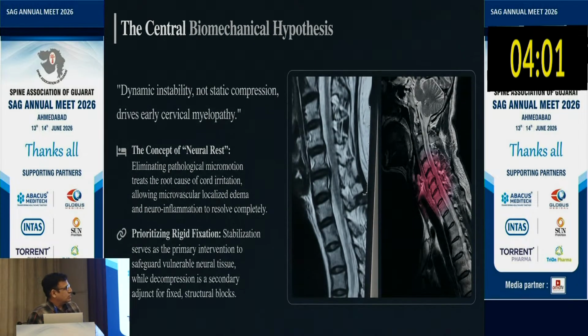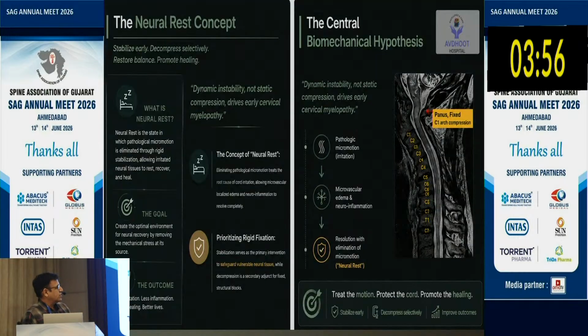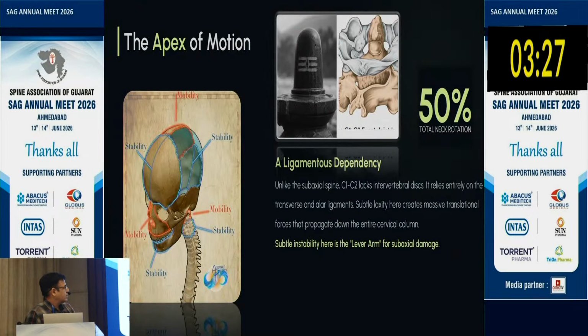So it is not the mechanical pressure, but the instability at the spine that causes a significant problem. There is a concept called the central biomechanical hypothesis. When there is micro motion at C1, C2, it causes a significant hammering effect on the cervical cord. There is also a concept called neural rest. When you fix C1, C2, the cord recovers from this micro motion, and the patient will have significant improvement in neurological deficits.